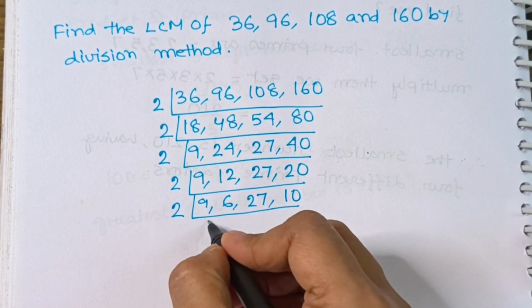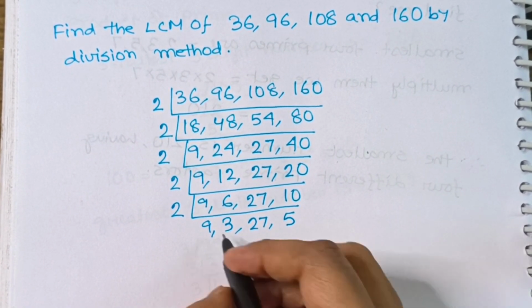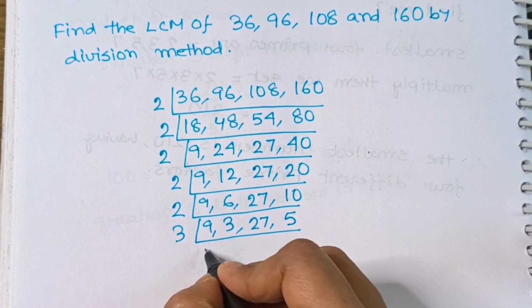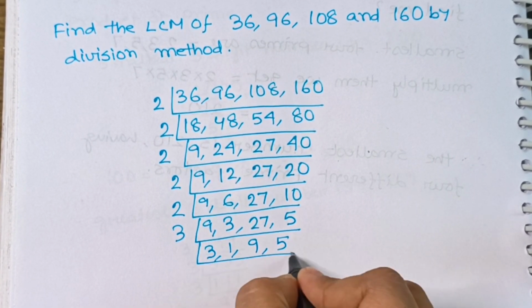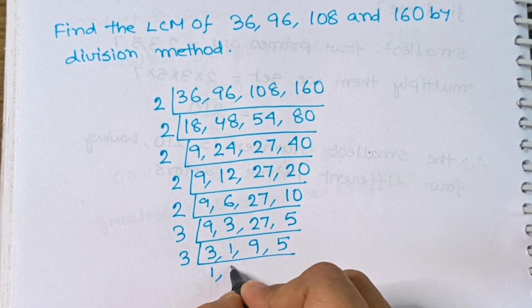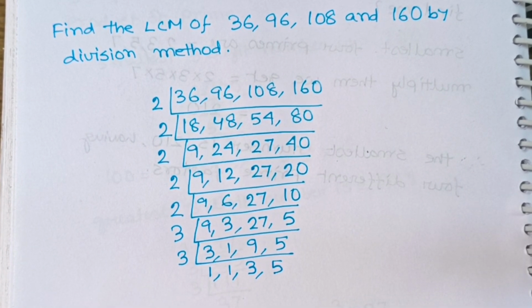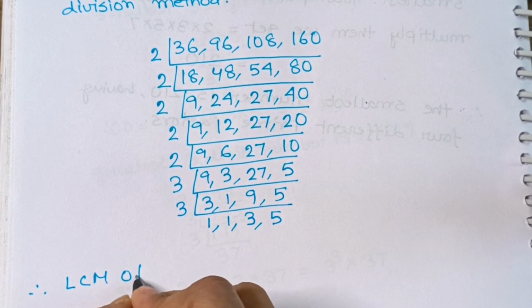Write the numbers 9, 12, 27 and 20 in a row. Again divide by 2. 12 and 20 are divisible. Write 9, 6, 27 and 10 in a row. Again divide by 2. 6 and 10 are divisible. We will get 9, 3, 27 and 5.